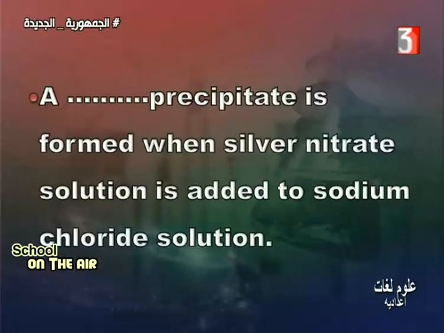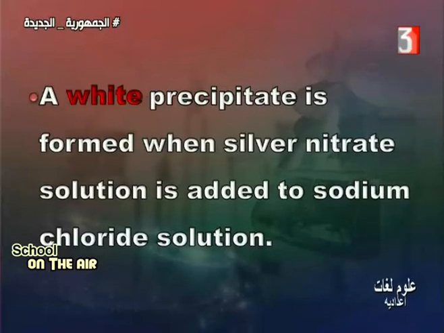A precipitate is formed when silver nitrate solution is added to sodium chloride solution. We can write this equation also: silver nitrate, AgNO3 solution, was added to sodium chloride, NaCl. If you solve this equation, you will see that a white precipitate of silver chloride, AgCl, is formed when this reaction is complete.